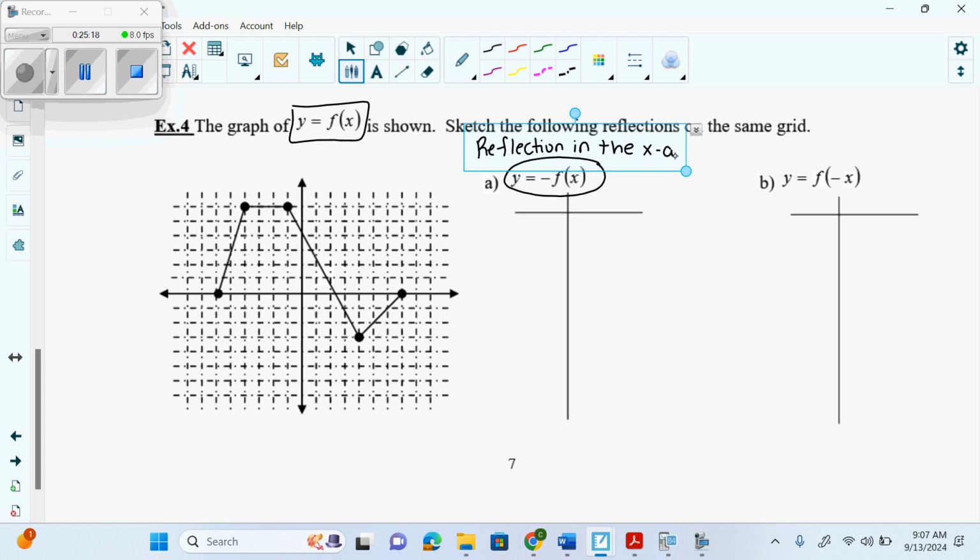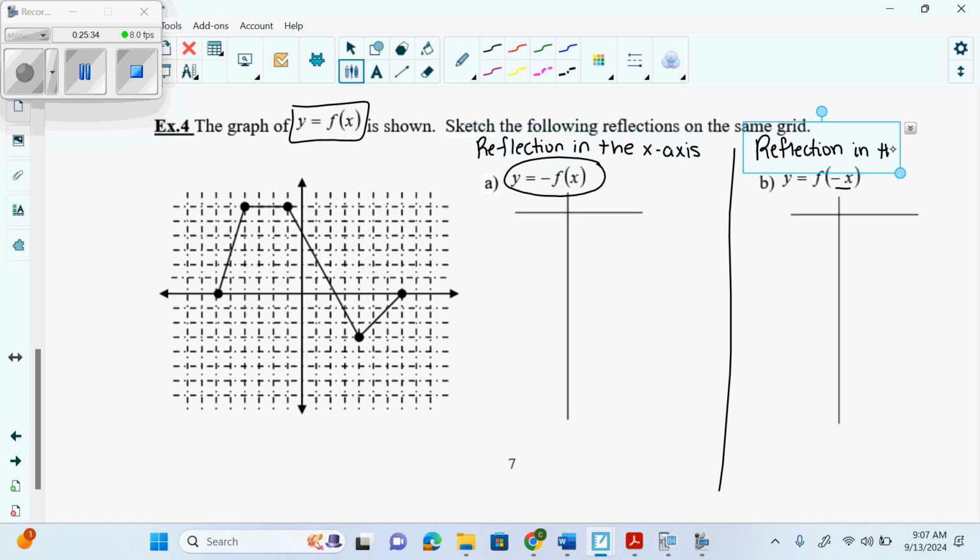Your moving coordinates, what should you use? Starts with an M. Mapping. And then this one makes all my x's negated, so it's a reflection in the y-axis. Go and try it out.